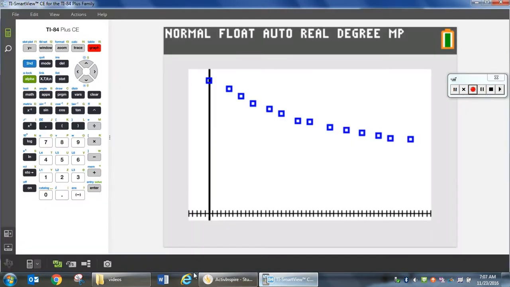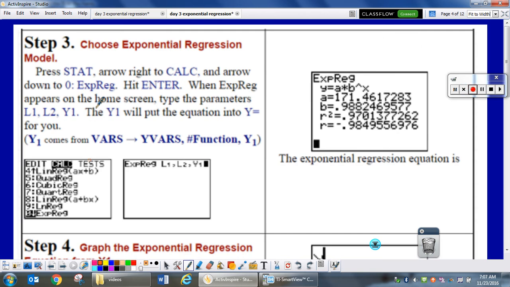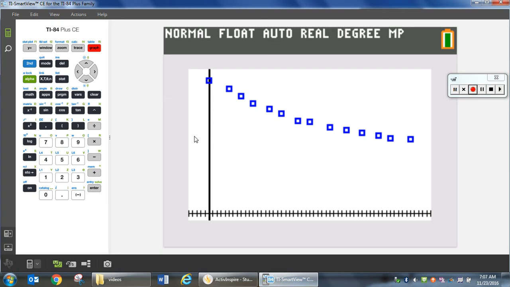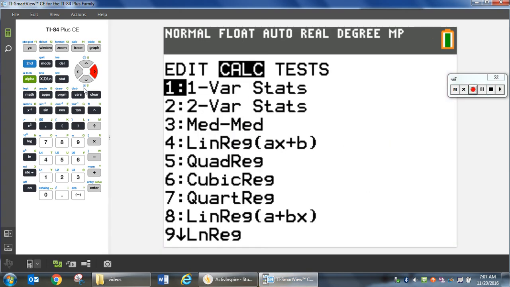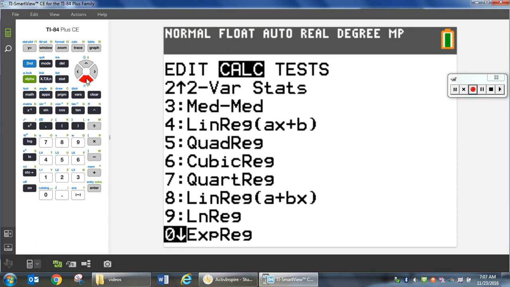Okay? All right, so the next thing you're going to do is we're actually going to get our equation. You only need to press Stat, go over to Calc, down to exponential reg, and then hit enter. You do not have to enter it into the y equals. Okay, so we're just going to do Stat over to Calc, down to exponential reg, which I believe is 0.